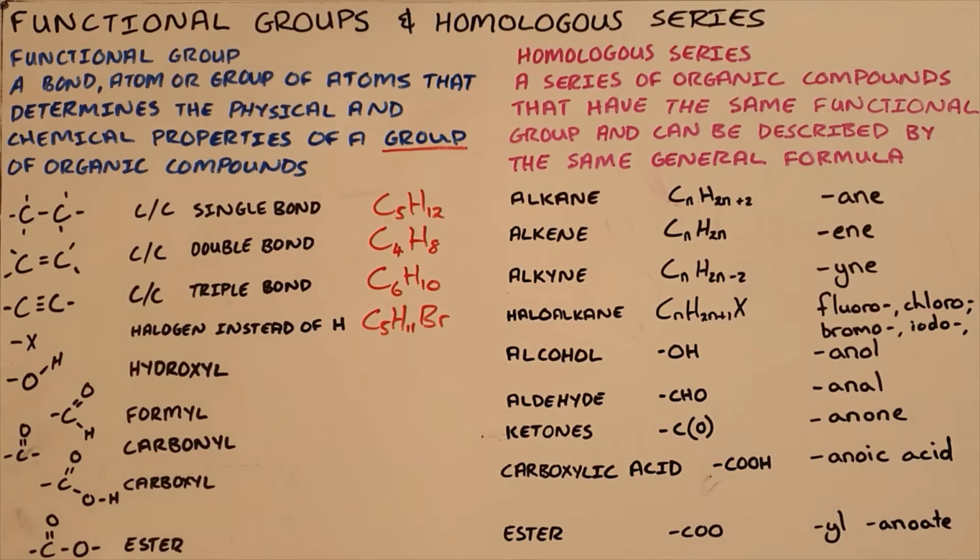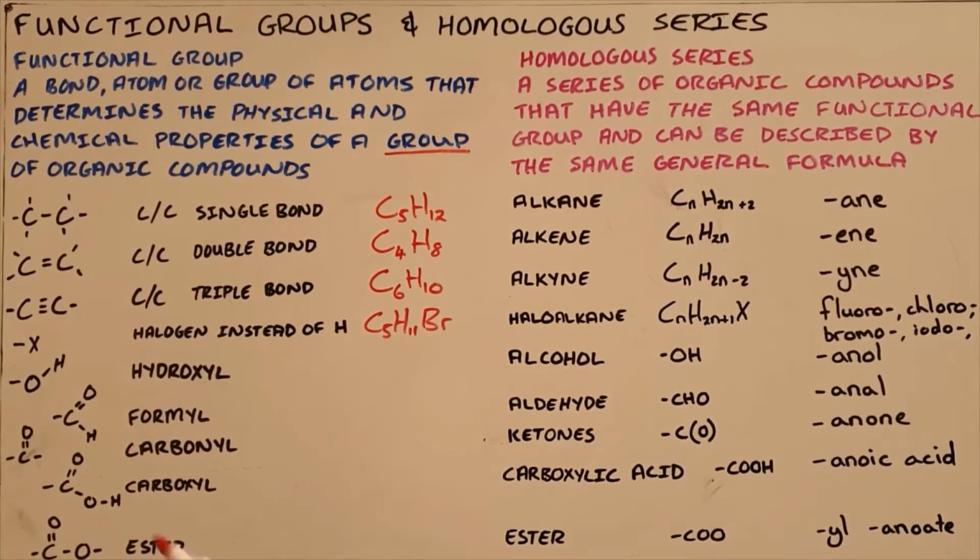Finally, the last functional group that is dealt with in NSC is the ester functional group, a carbon single bonded to an oxygen and double bonded to an oxygen, where you have 2 chains, one going off on either side of that. This is known as the ester group, and it belongs to the ester homologous series, represented by a COO, and because there are 2 chains, one of the chains gets the suffix yl, the other gets the suffix anoate.